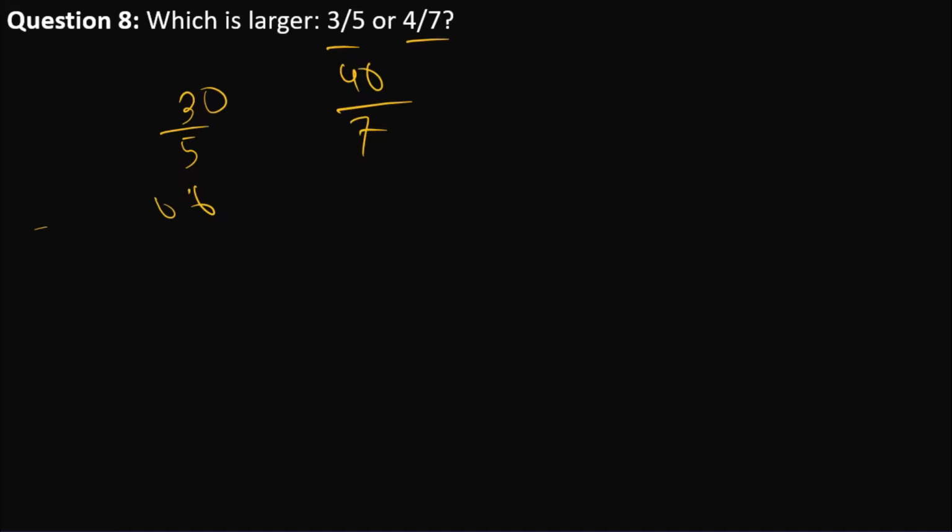So here 5 and rest of the 5. So here we need to take a 0, and here if we consider 0, then we'll get 7. So here we will get 0.507. So 0.507 is less than 0.6. So 3/5 is the larger one.